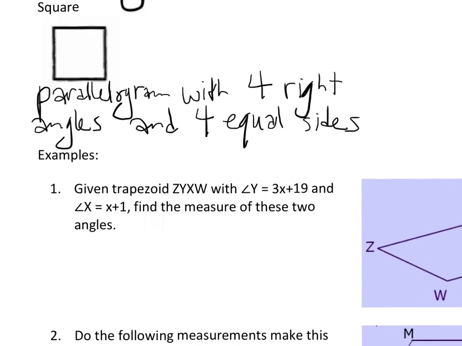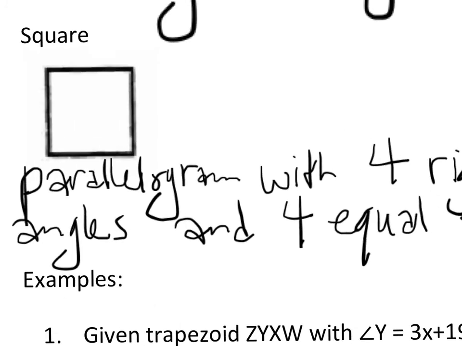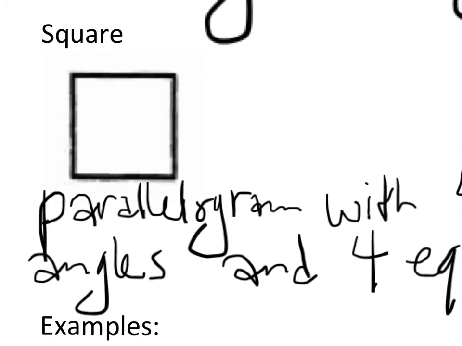So if we were going to label this square, I'm going to make it bigger because we have a lot of things to write on it, we would say it's a parallelogram, so it has 2 pairs of parallel sides. It has 4 right angles, so I'd mark each of those to be 90 degrees, and it also has 4 equal sides, so that's to say that each of these sides is the same length.